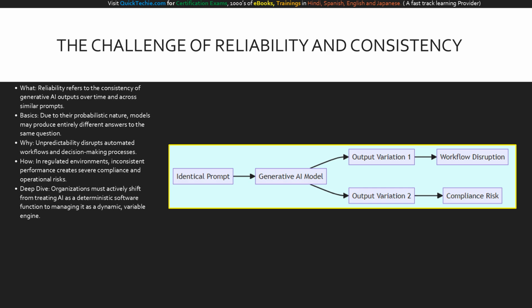Look at the diagram on your screen to visualize the reliability challenge. On the far left, we have an identical prompt being fed into the generative AI model. In a traditional deterministic system, this would lead to a single, unified output. However, here we see the flow diverging into output variation 1 and output variation 2. While variation can be fantastic for creative writing, it is highly detrimental to enterprise automation. Following the paths further, output variation 1 leads to workflow disruption, while output variation 2 triggers a compliance risk.